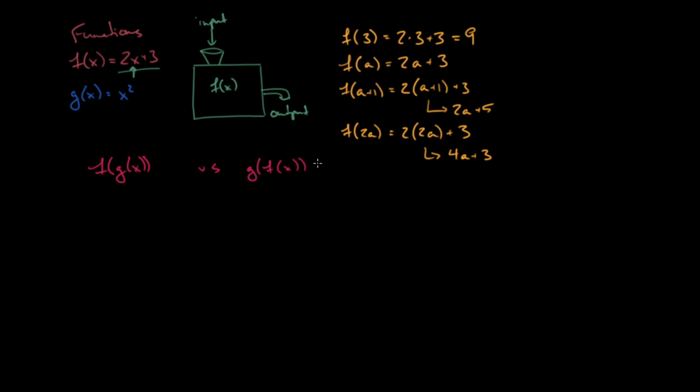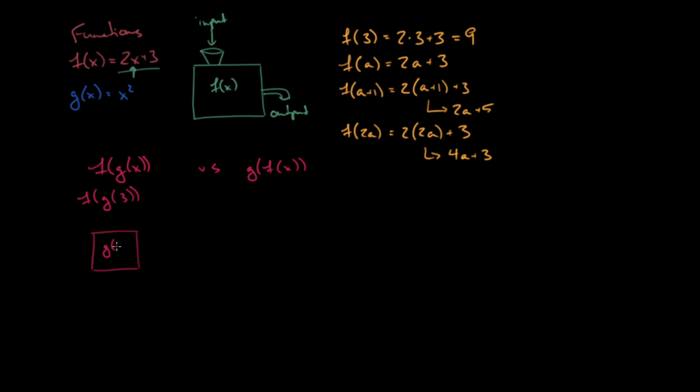So let's take a look, and we'll draw out our function machines again. Let's take a look at f of g of 3. What I'm saying here is that, by order of operations, I've got to do this inside part first. So in other words, I'm going to have my function machine here.